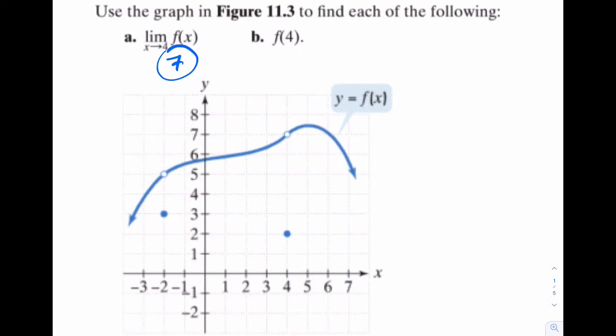That's different from f of 4. f of 4 is like what we've been doing in the past. You actually evaluate it. That would be 2.